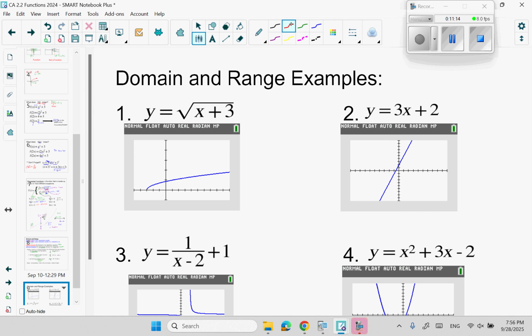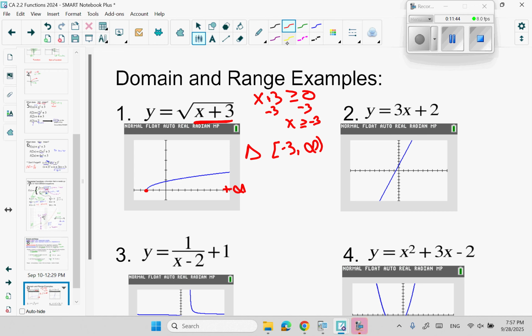This first one. Well, I see that I have an even square root, so I know that x plus 3 has to be greater than or equal to 0, because I can't do the square root of a negative. So I can subtract 3, and we get x is greater than or equal to negative 3. So my domain would be negative 3 to infinity. Interestingly enough, that's what I get here, going towards positive x infinity to the right.